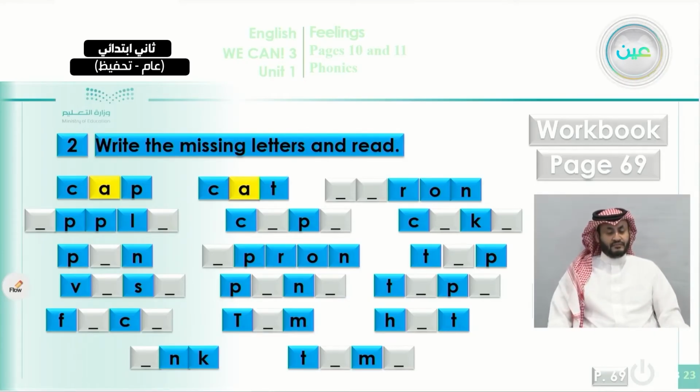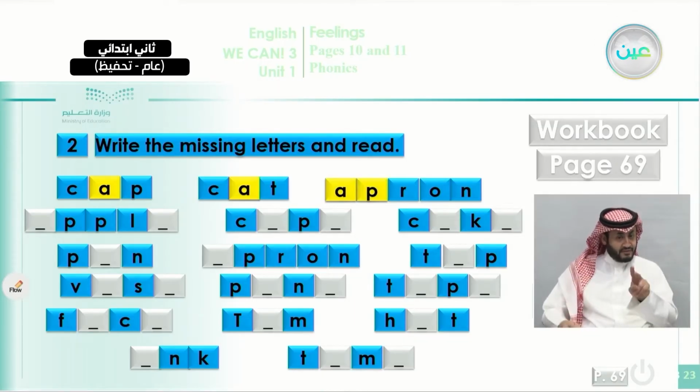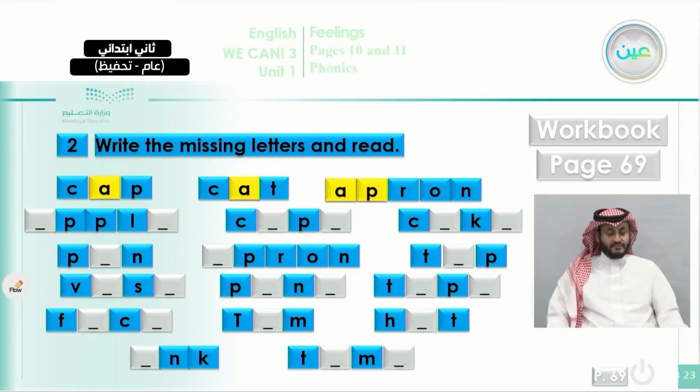And here also we are missing two letters. What are these 2 letters? You can think of them. The first one is A and the second one is P. So you say apron, apron. And here also you can guess what are the 2 missing letters, in the first place and at the end. The first one is A and the last one is E. So what is the word? You can read it. It is apple.